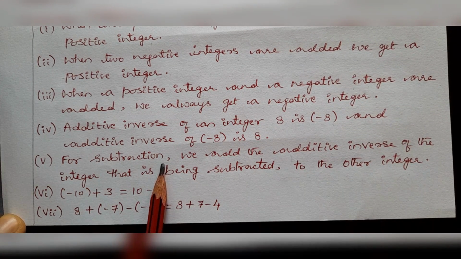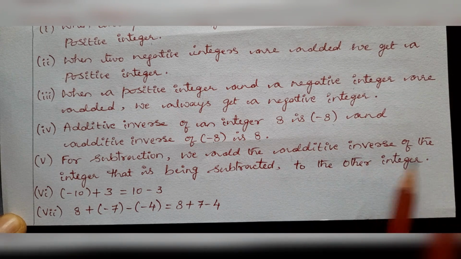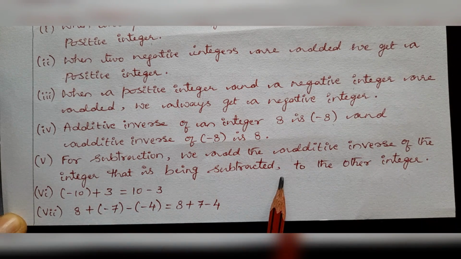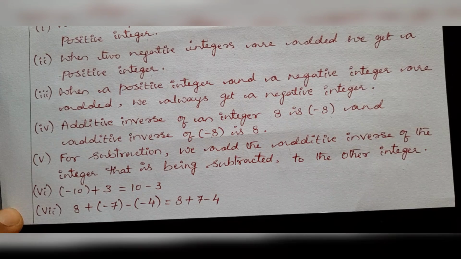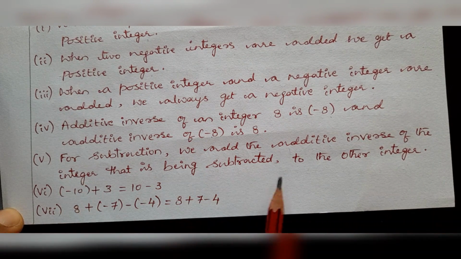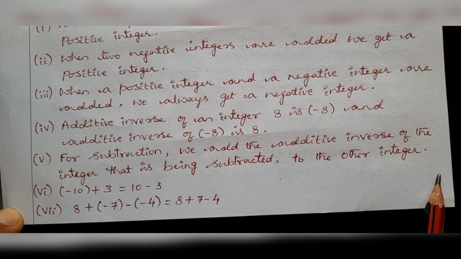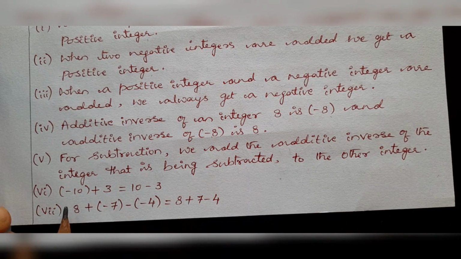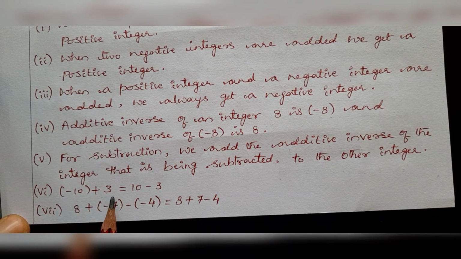Next, for subtraction, we add the additive inverse of the integer that is being subtracted to the other integer. So, the statement is correct. Next, minus 10 plus 3 is minus 7, and 10 minus 3 is plus 7. So, LHS not equal to RHS. This statement is wrong.